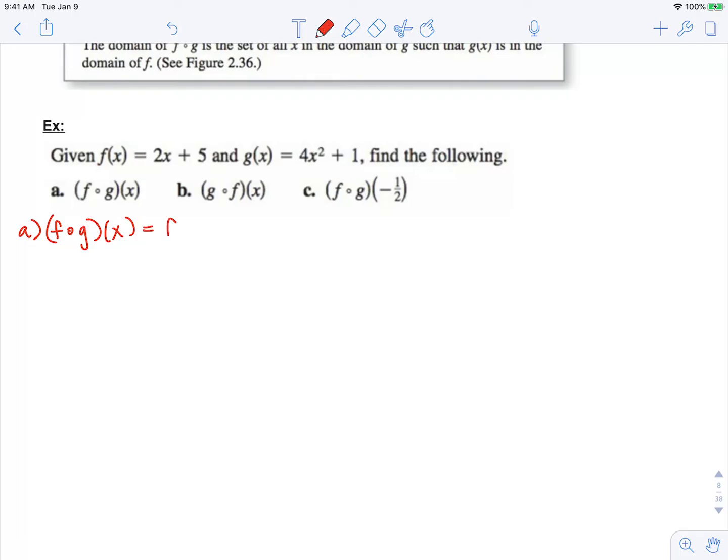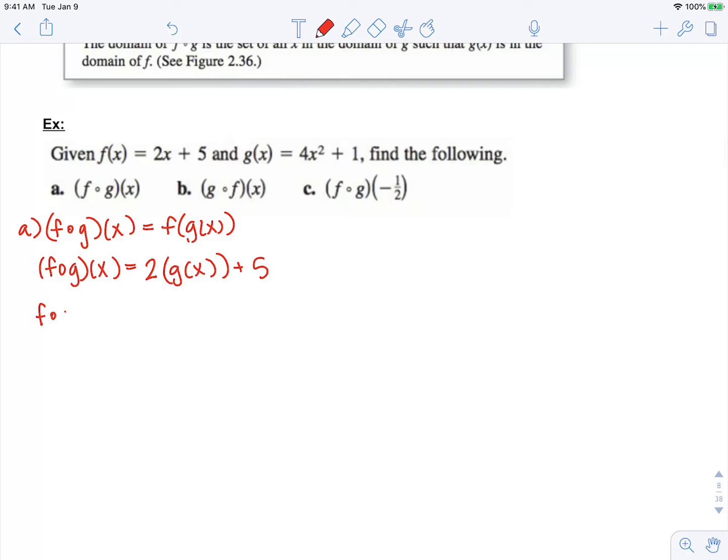Now that is f of g of x. So f of g of x is our f function, 2x plus 5. But instead of plugging in x, I'm going to plug in g of x. So remember, g of x is 4x squared plus 1.